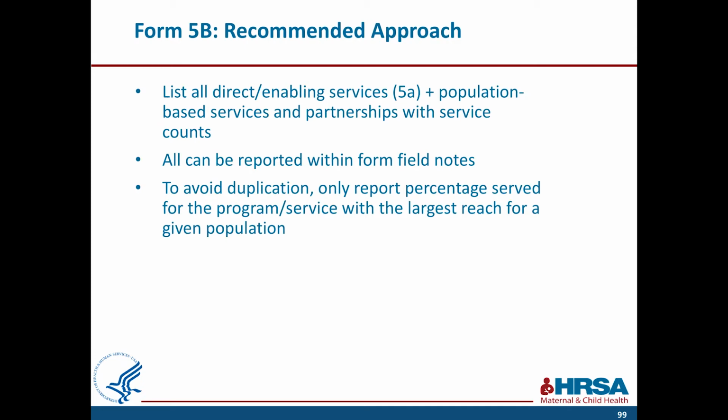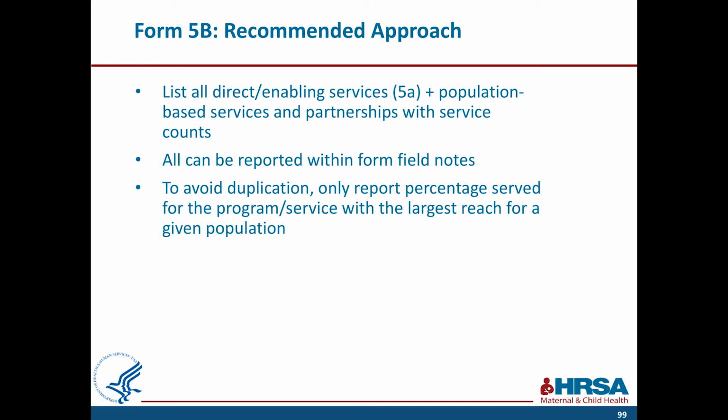Now, the recommended approach, especially for 5B, that's tough. And there's going to be lots of duplication across these programs. One of the methods we are recommending is to take all your direct enabling services in 5A, list your population-based services, service accounts, and then look across them. Which one has the largest amount?